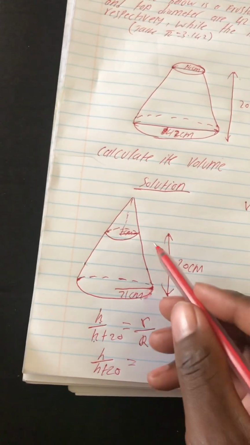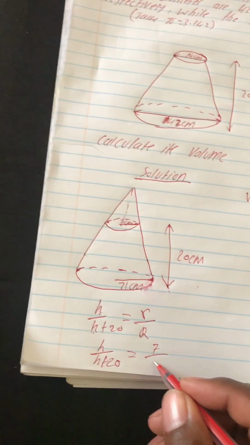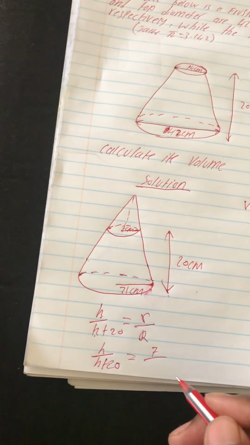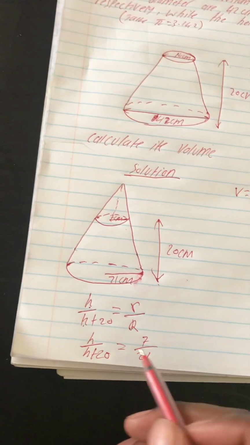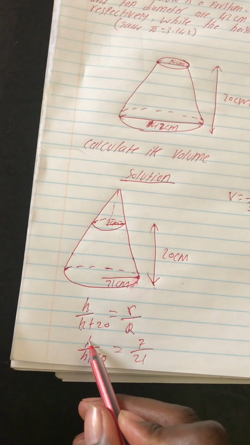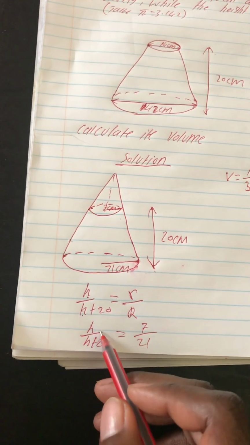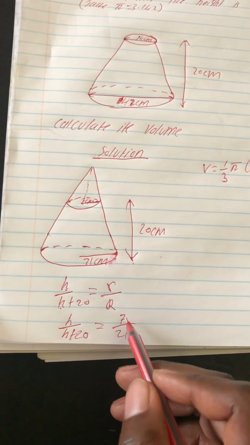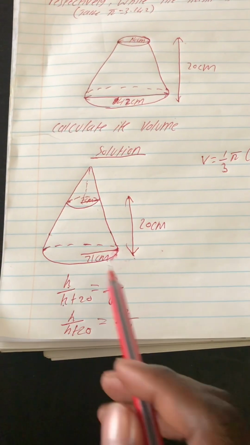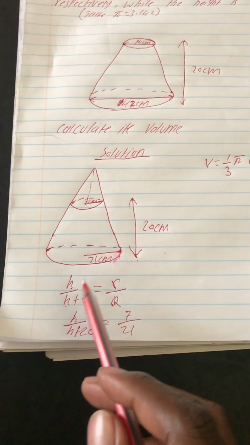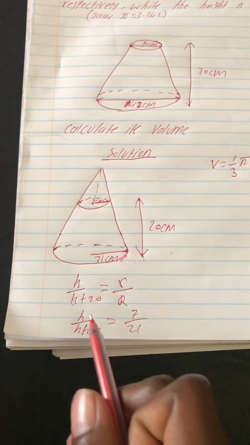the small radius of the cone is 7 centimeters. So we write 7 over the big radius, which is 21. So this is the height of the small cone, and this is the radius of the small cone. So this is the formula when you're finding the height of the small cone. Right? You need to know this formula. Now we are going to cross multiply.